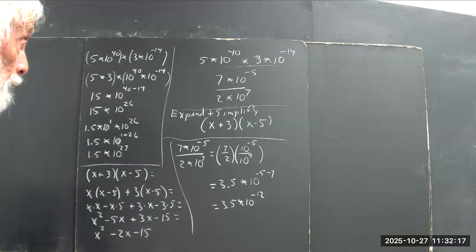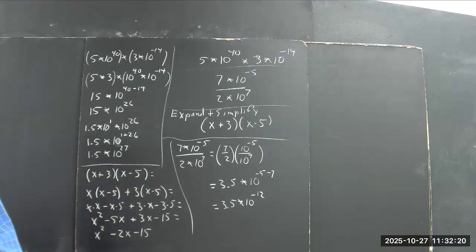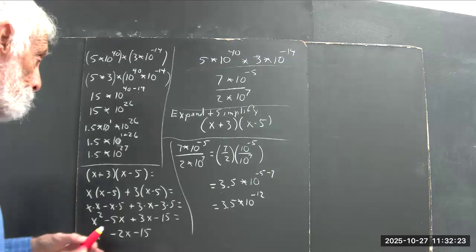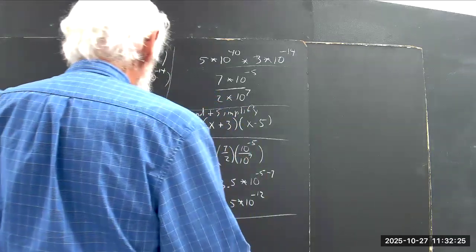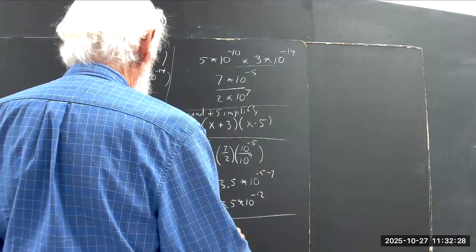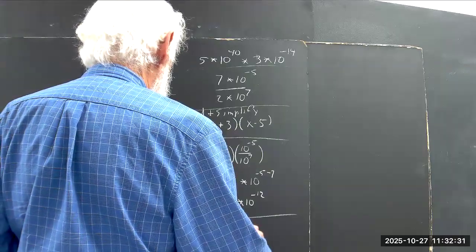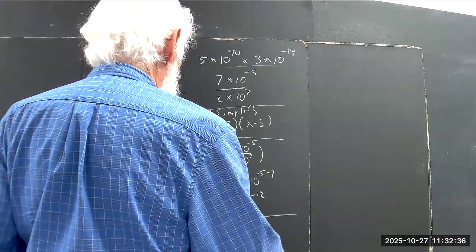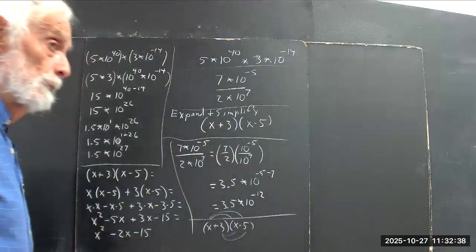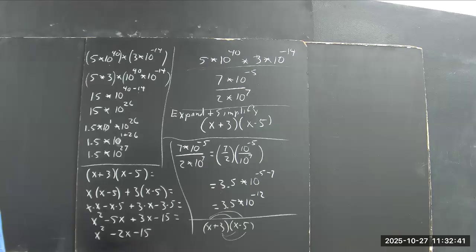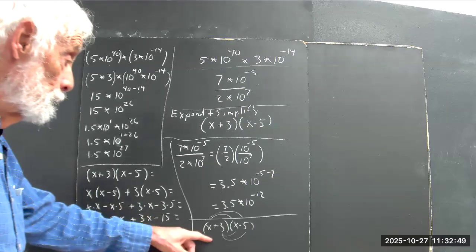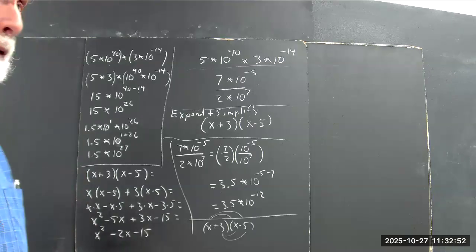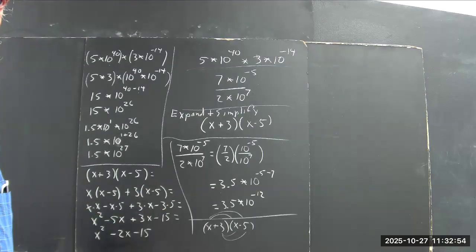I recommend when you're expanding things, you do every step. Now, a lot of times you'll be taught to do this in open math: x multiplies x, x multiplies negative 5, 3 multiplies x, 3 multiplies negative 5. That's good because everything multiplies everything. And that's useful, but you have to understand that's exactly what the distributive law tells you to do.